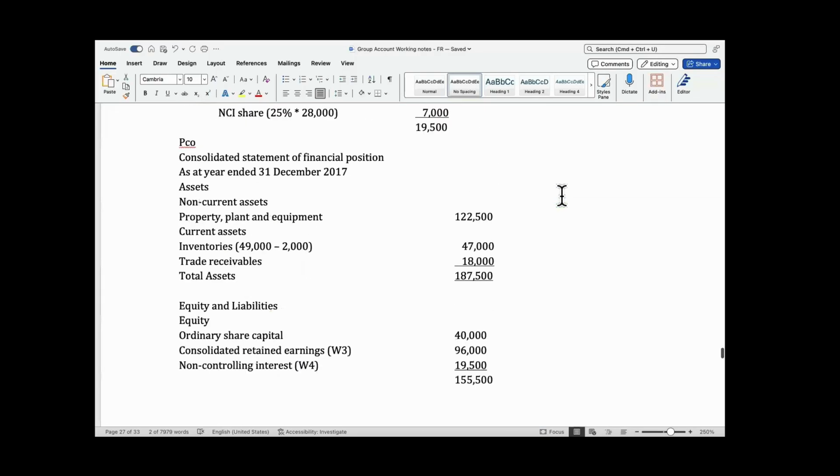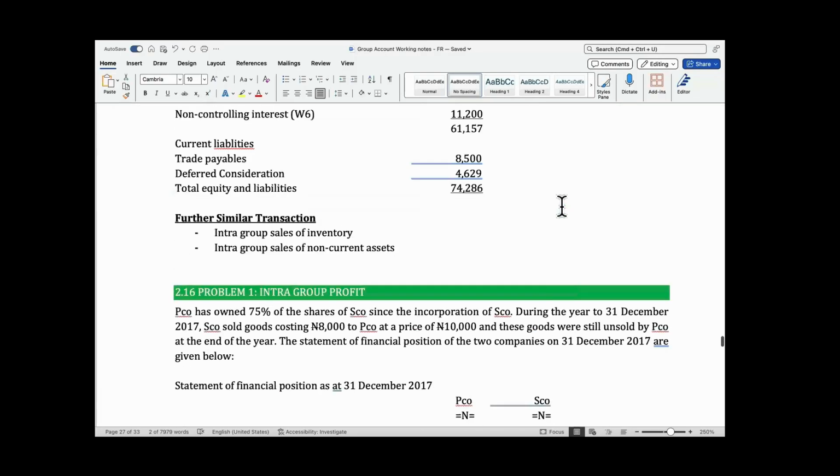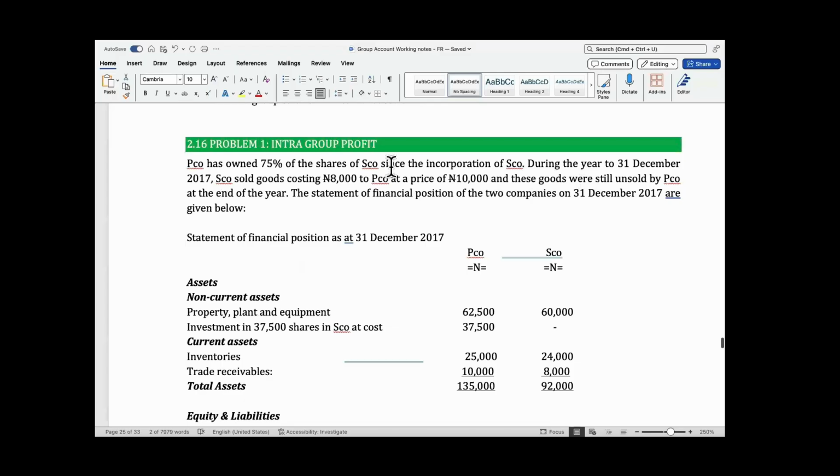So for this one, the difference is very clear. Here, they consummated transactions between themselves, and all the goods were still unsold. So the profit of 2,000 should be eliminated. And here they made the profit straightforward: the cost of the goods is 8,000, the selling price 10,000. So 2,000 profit, eliminate everything.